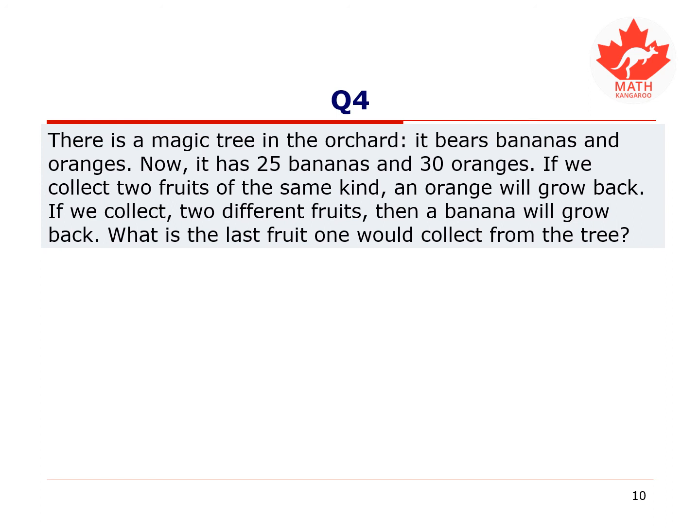Take a minute now, work out what we're doing. 25 bananas and 30 oranges on a tree. Collect 2 oranges or 2 bananas at a time and an orange will grow back. Collect a banana and an orange and a banana will grow back. What is the last fruit?